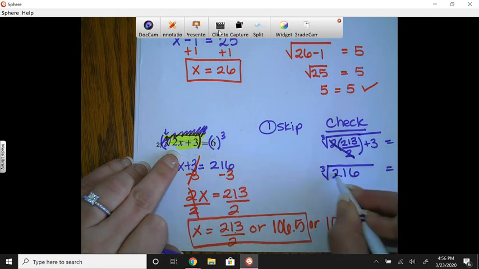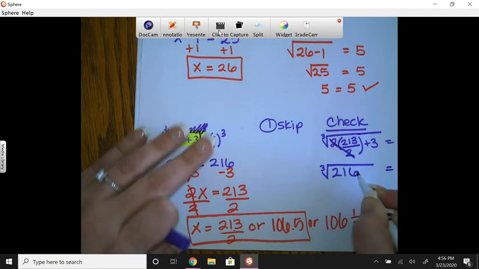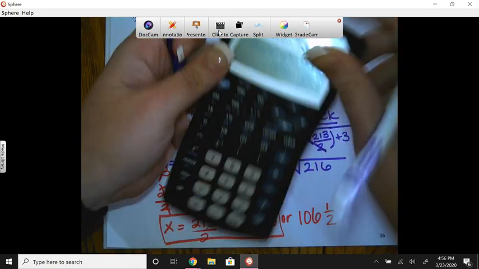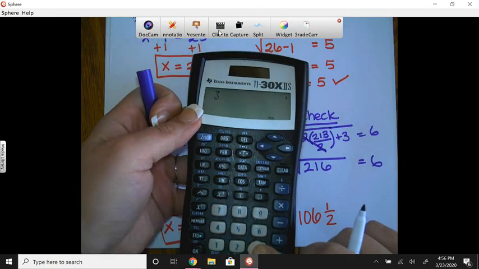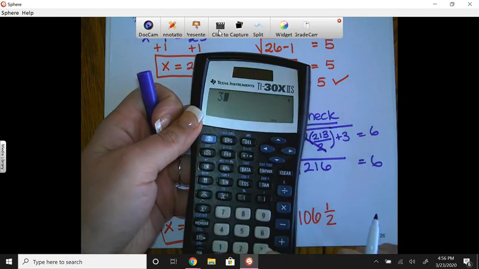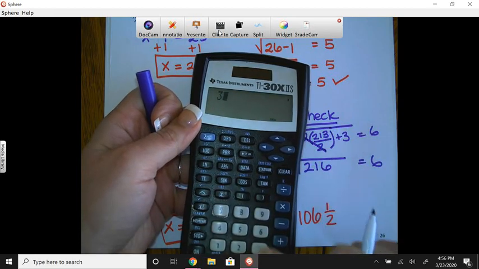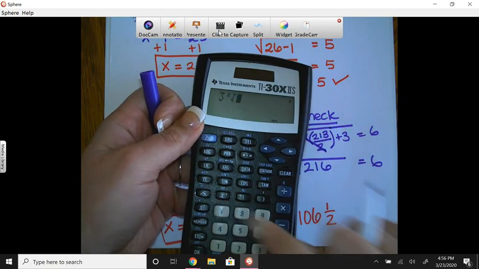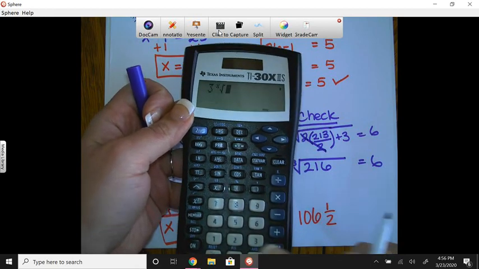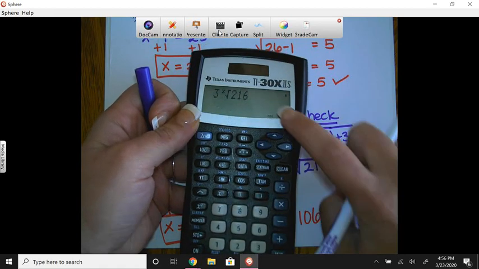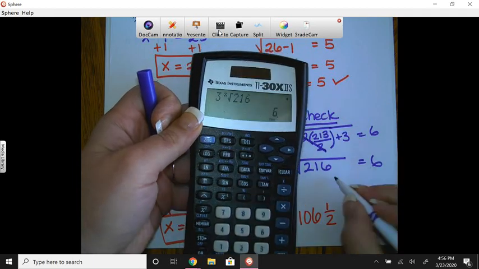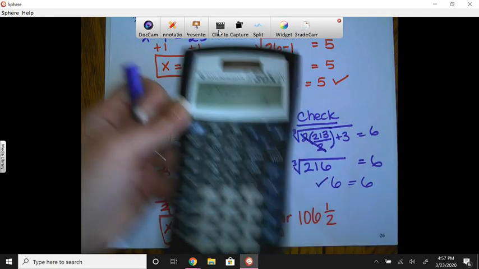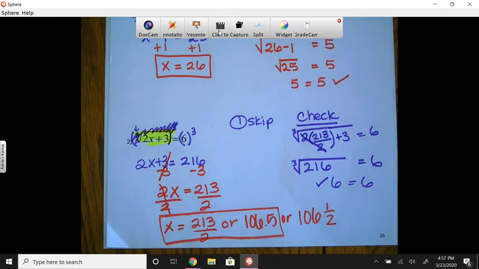And what times itself 3 times is 216? So I can use my calculator to verify that that's 6. To do the cube root of 216, I'm going to type in 3, and then the x radical key like that, and 216. And I can see that my answer is correct. I get 6. So then I know my answer is right.